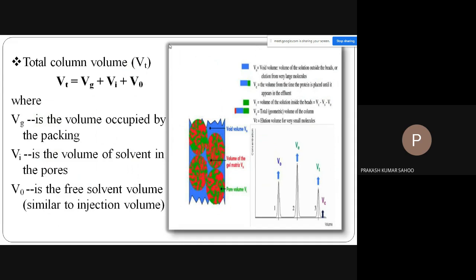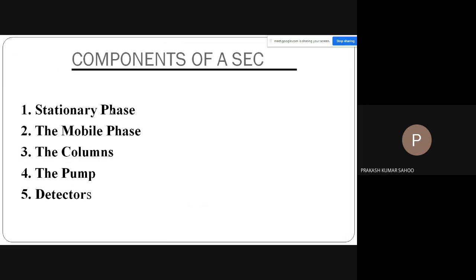Then we have some mathematical terminologies here. Total column volume will be Vg, Vi, Vo, where Vg is the volume occupied by the total packing. Vi is the volume of the solvent in the pores. Vo is the free solvent volume, similar to injection volume. So this is all about your total volume of the column, that is Vt equal to Vg plus Vi plus Vo.